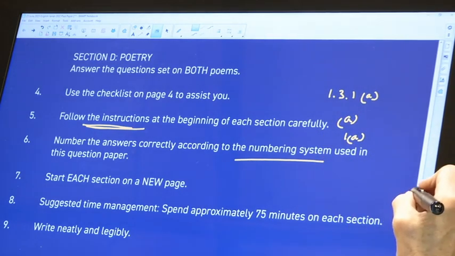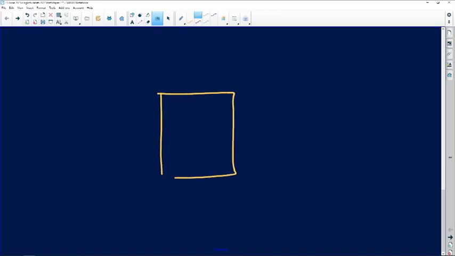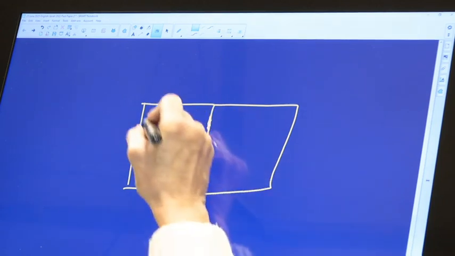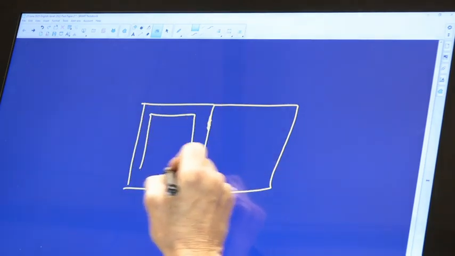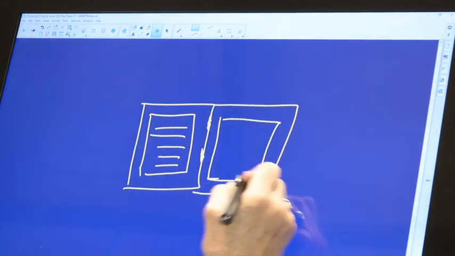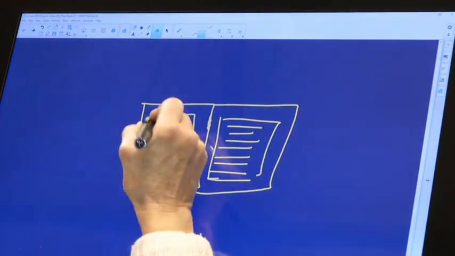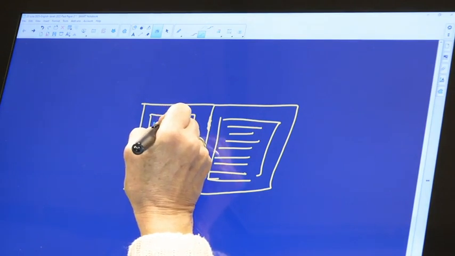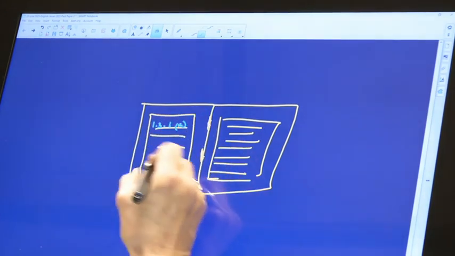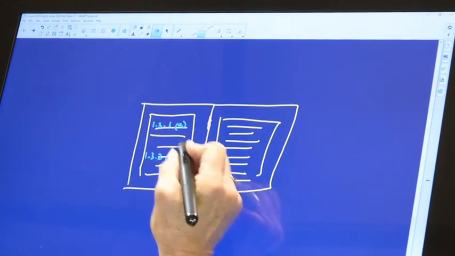So if we just go down here, you've got the booklet, and the booklet is stapled in the middle. So the staples are down here, right? Here are your staples. And then they leave you white borders on each page. So when you are numbering, would you please go 1.3.1a, 1.3.2b. They want it like that.